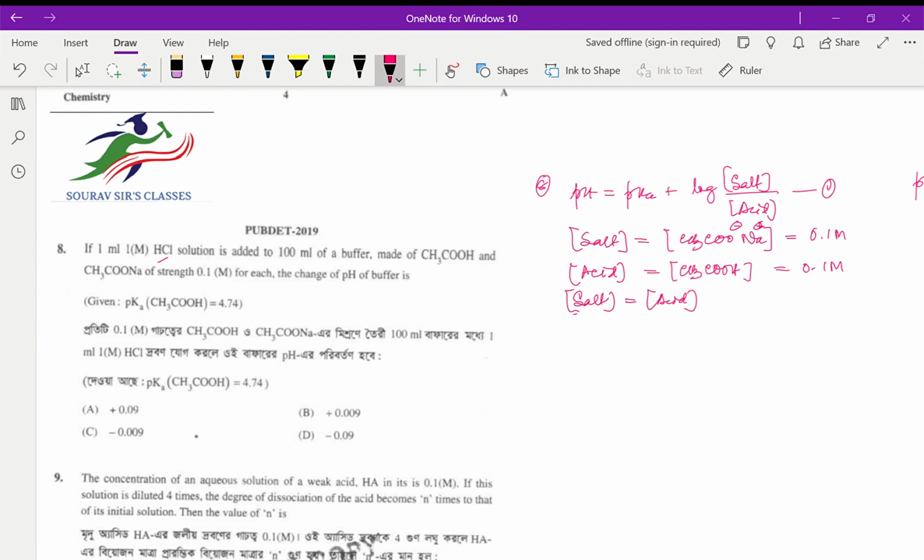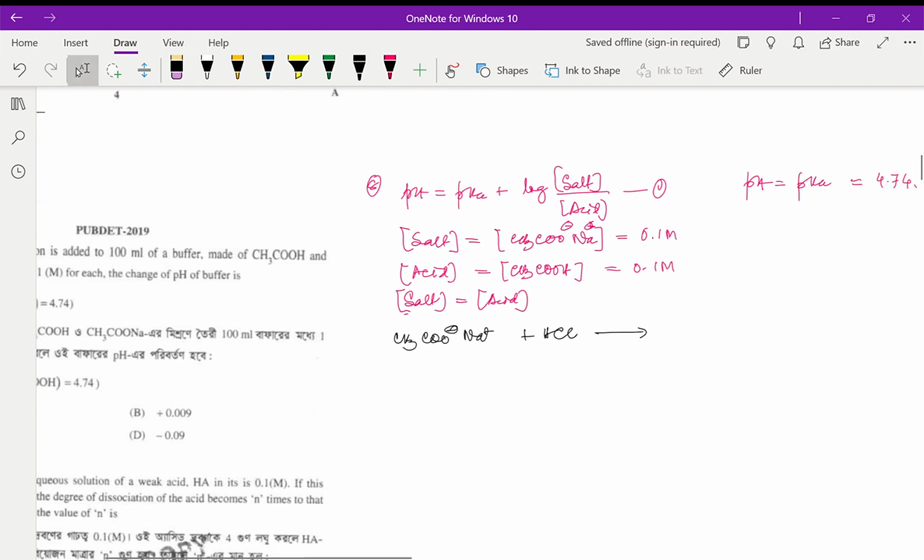Okay, so let's understand this particular part. So if we add, over here what we can say is CH3COO minus Na plus HCl, that will react with that, giving you CH3COOH, isn't it? Plus NaCl.